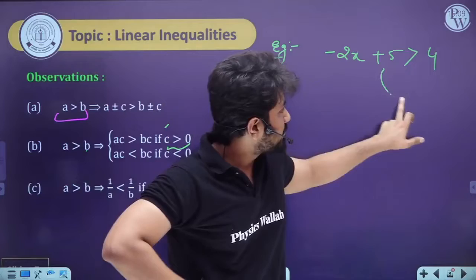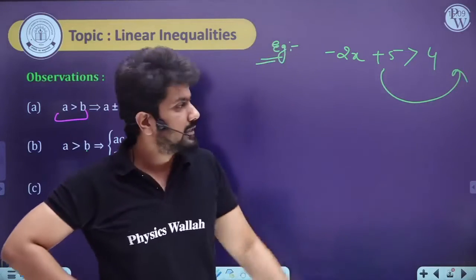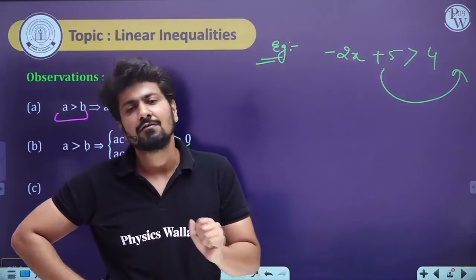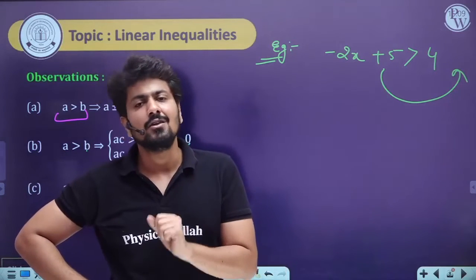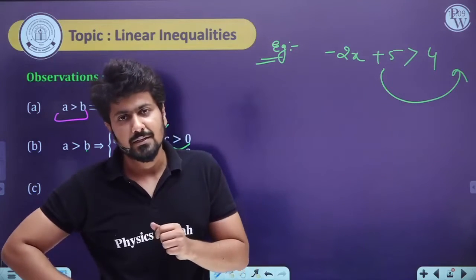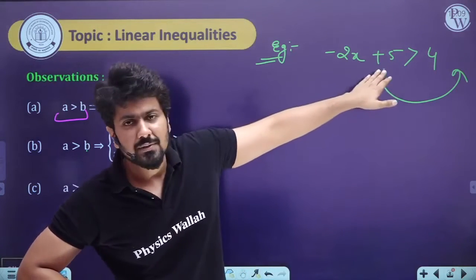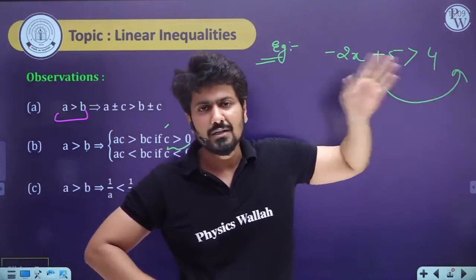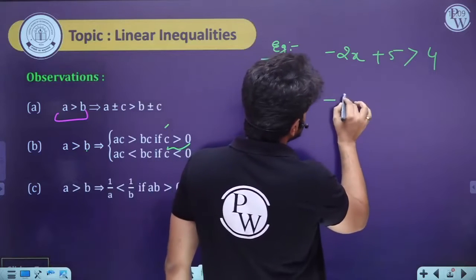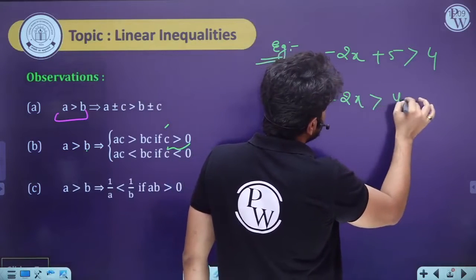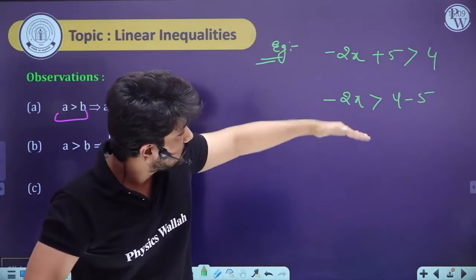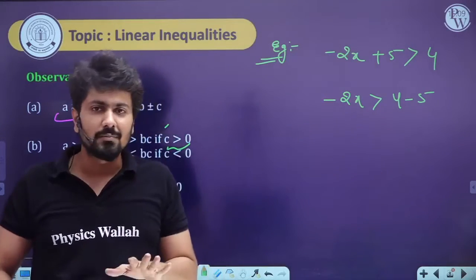If I take this plus 5 to the right hand side, this plus 5 will become minus 5. Will there be any change in the inequality? Of course not. The inequality will not change over here. Basically, you are subtracting 5 from both sides. From the left hand side, you are subtracting 5. From the right hand side also, you are subtracting 5. That's all you are doing. So we have minus 2x greater than 4 minus 5. Do you understand this? Basically, from this to this, we have subtracted 5 from both sides.